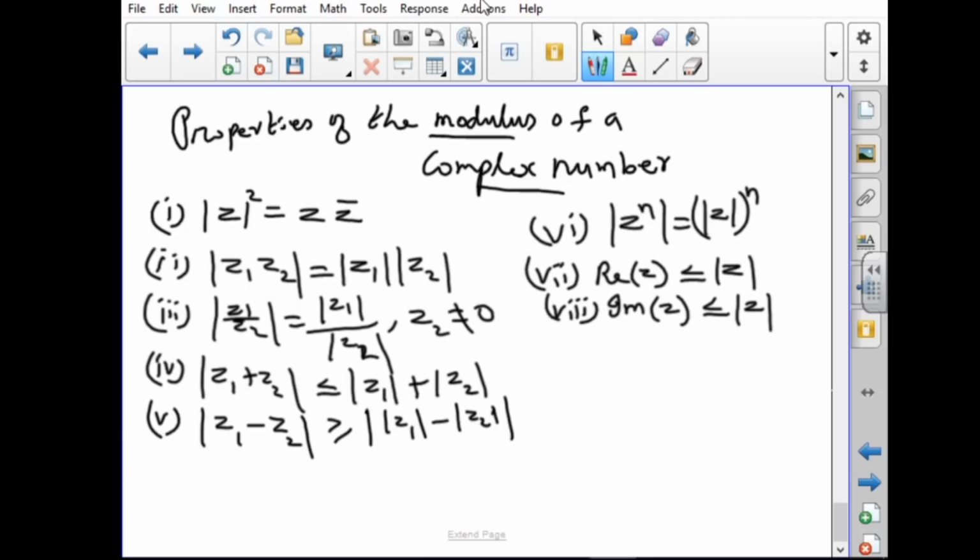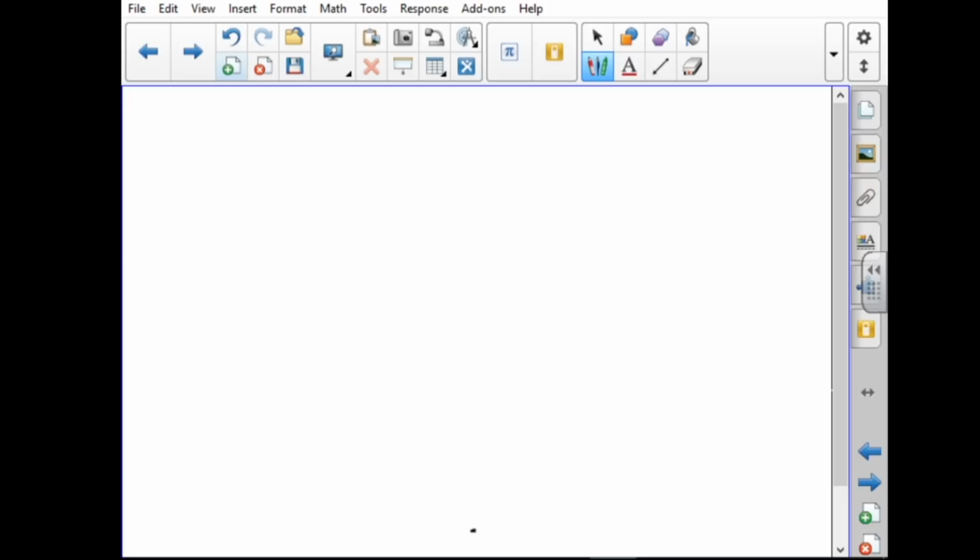So, now we will prove this fourth inequality. This inequality is called the triangle inequality, which is an important question. So, state and prove the triangle inequality. So, triangle inequality.